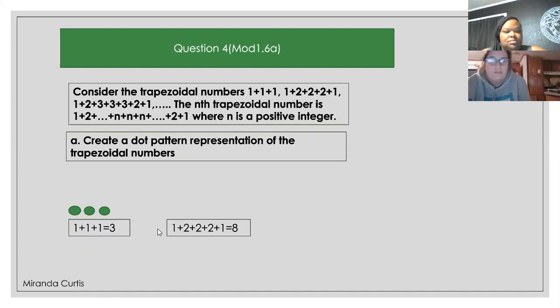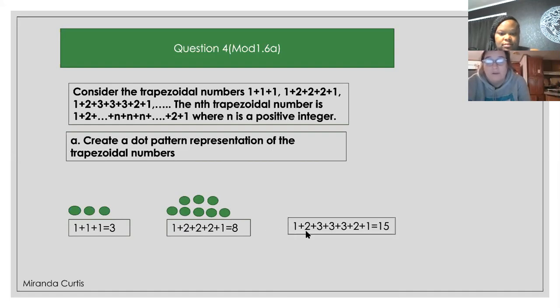Our next one is 1 plus 2 plus 2 plus 2 plus 1 equals 8. We're going to do the same thing. We're going to have 1 dot above, and then above the 2 we put 2. Next we put 2 more up, then we go to the next 2 and put 2, and then we put 1 dot above, and that gives us 8. If you count them, it will give you 8.